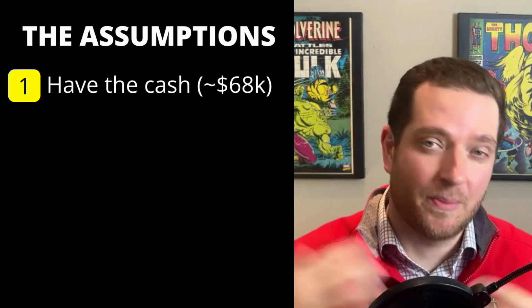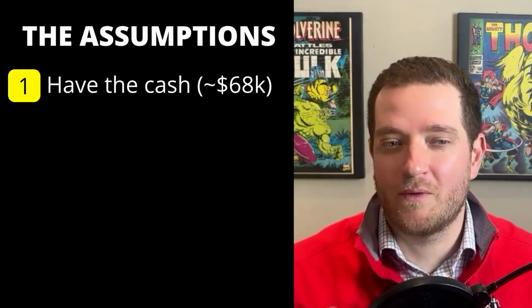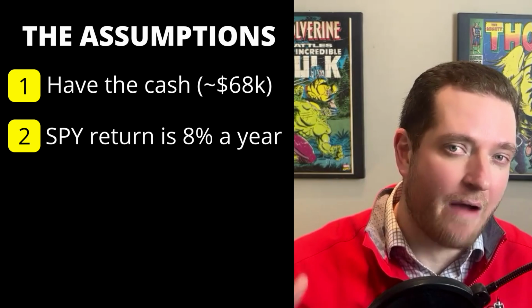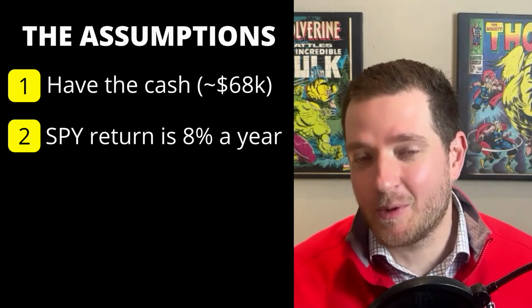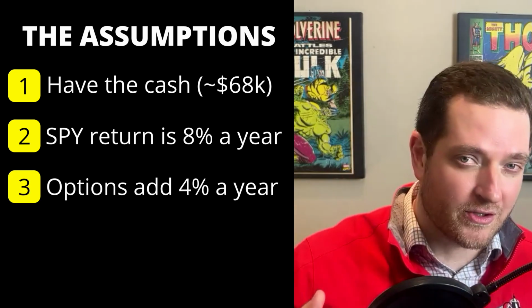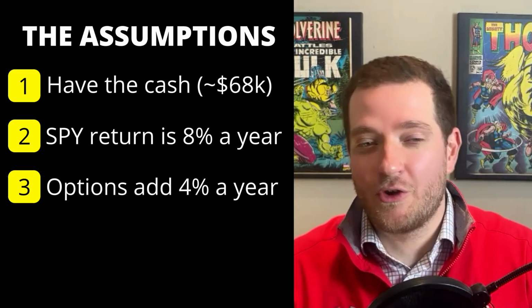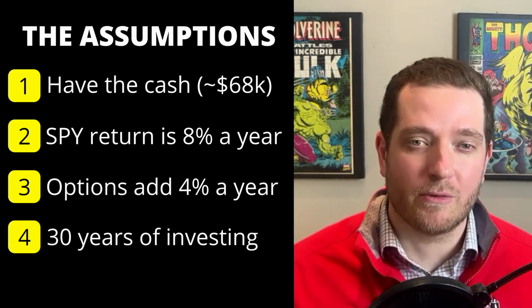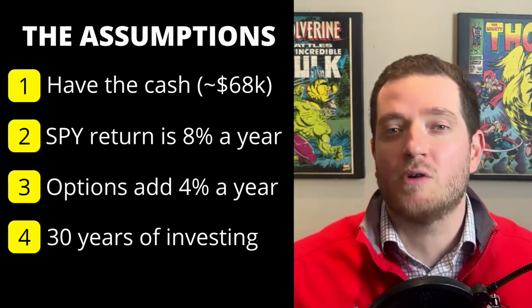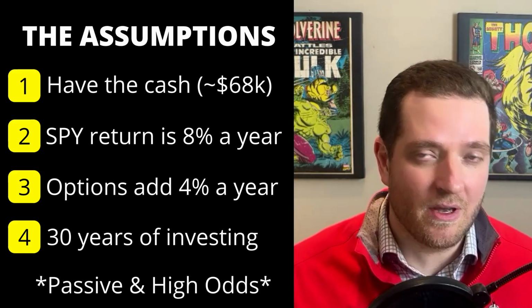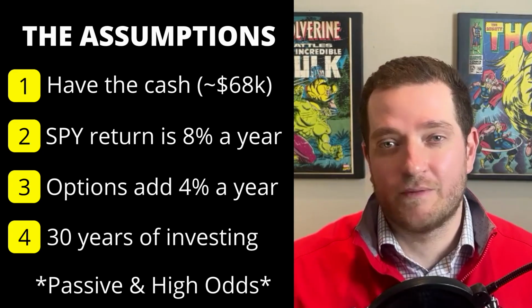First, you need to have enough cash to sell a put on the SPY, which is currently going for $68,000 for 100 shares. The SPY average return is going to be assumed to be 8% per year, and the options part of this strategy is going to be around 4% a year. Then we're going to give this thing 30 years to invest, and the compounding returns are going to be massive. We also want this to be as passive and give us the highest odds of success possible, which is why we're using this strategy in the first place.